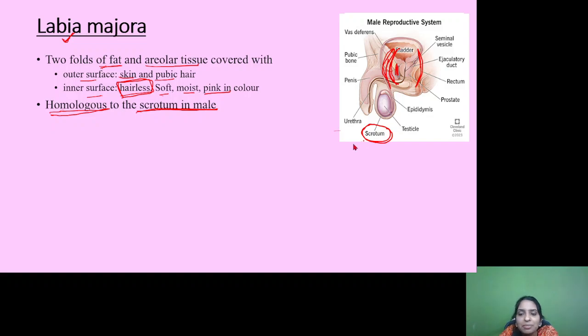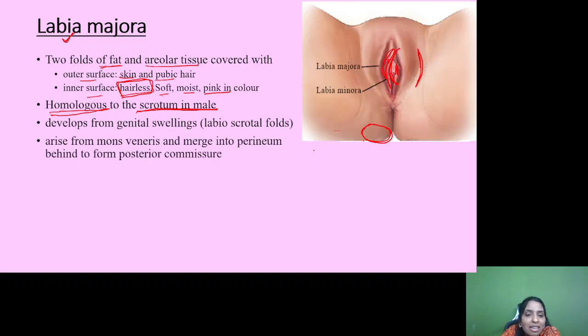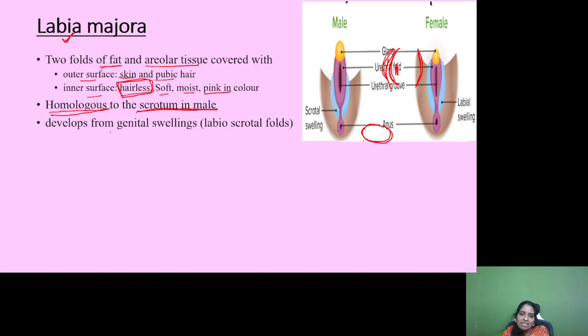Next, as I said, development of the genital organs is also important. From where has it developed? Anatomy is a little bit difficult, so you have to remember it. See this image clearly.